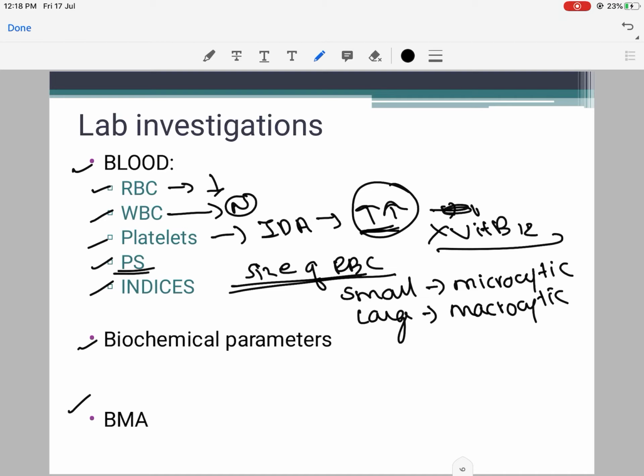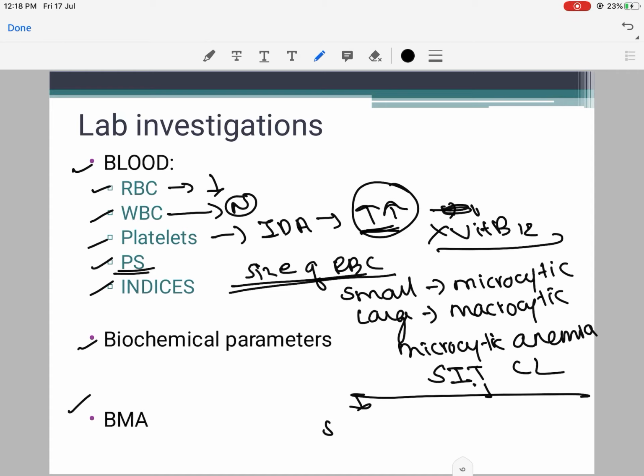Now, you need to remember there are very few causes of microcytic anemia. So if you find anybody with microcytic anemia, you remember SITCL. SITCL is sideroblastic anemia, iron deficiency anemia, thalassemia, anemia of chronic disease, and lead poisoning.